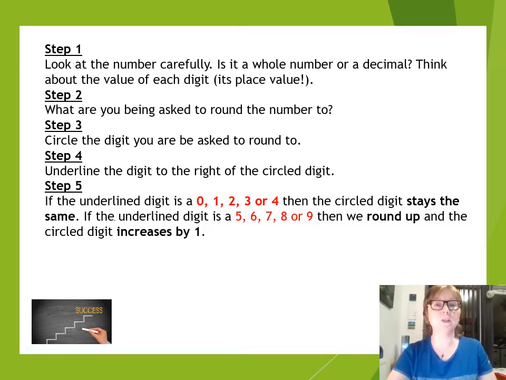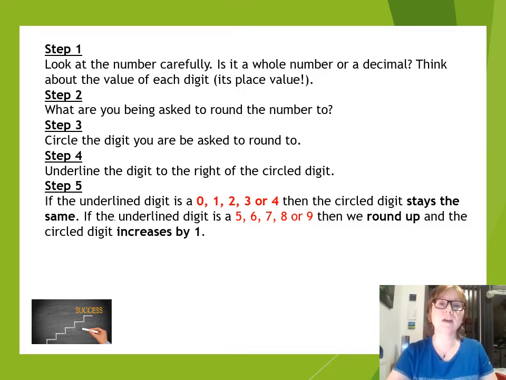So if we look at step 1, we always need to start by looking at the number carefully. Is it a whole number or is it a decimal? In this case, we're looking at whole numbers. Think about the value of each digit, its place value. How many digits does the number actually have? Step 2, look carefully and think about which number you are being asked to round to. Which multiple. Step 3, circle the digit you are being asked to round to.